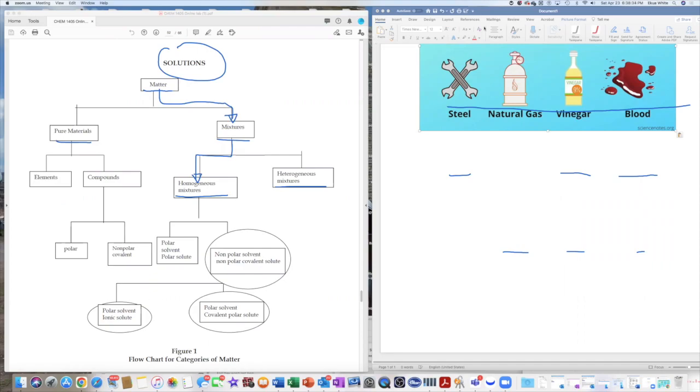So let's see, how do I clear the drawings? Clear all my drawings. Oh, great.